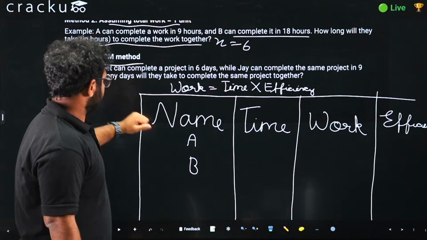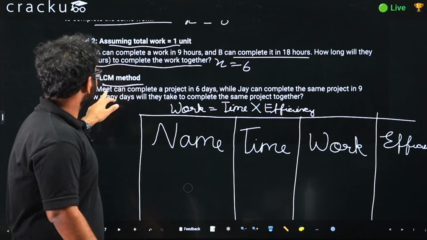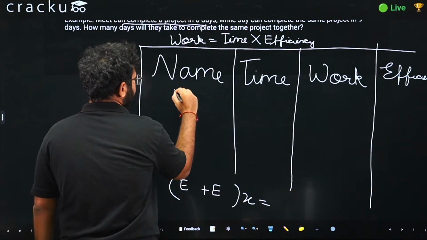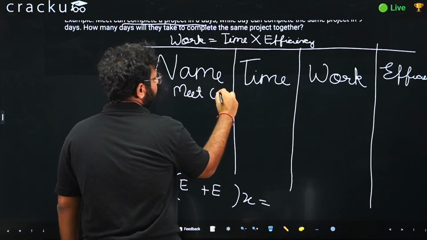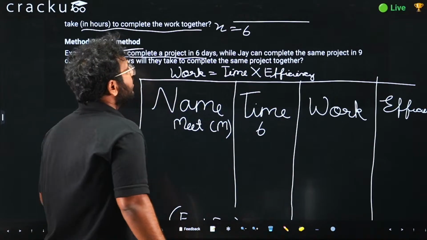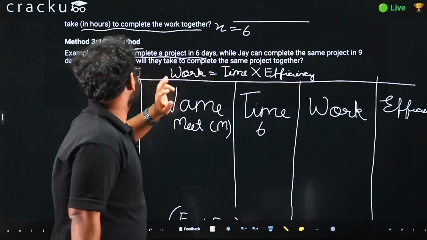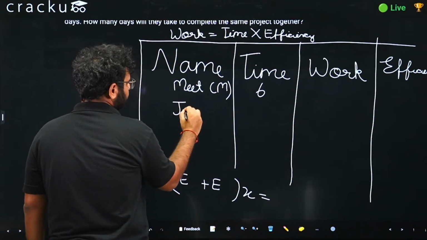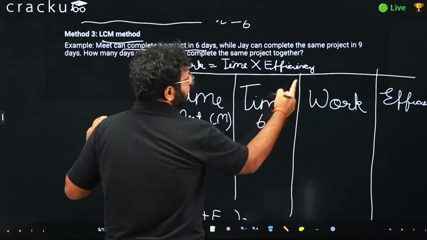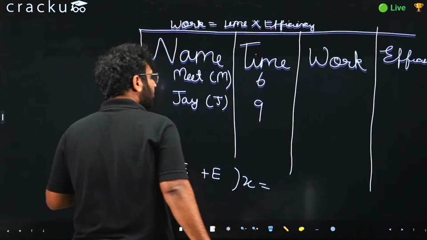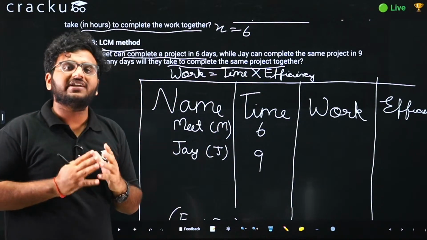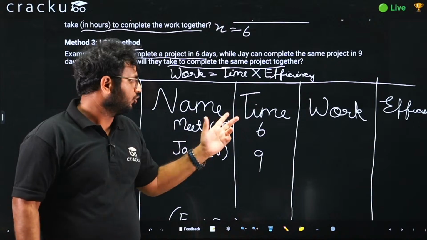So here it says that Meet can complete a project in 6 days. I have assumed Meet to be M. M can complete the project in 6 days, while Jai can complete the same project in 9 days. I have assumed Jai to be J. J can complete the same project in 9 days. Now we need to find the time they take to complete the project together. So what time is taken by both of them together to complete the project?